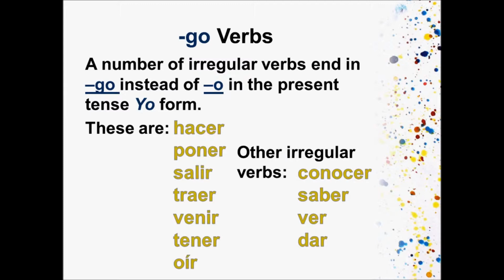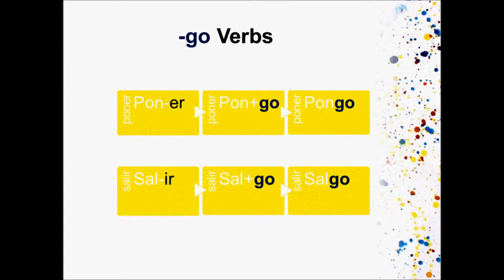The ones that end in go, there are going to be 7 that we talk about in this lesson. They are hacer, poner, salir, traer, venir, tener, y oír. Additionally we're going to talk about 4 other irregular verbs that aren't called go verbs because they don't end in go, but they are irregular. Those 4 are conocer, saber, ver, y dar. So let's first talk about poner and salir.